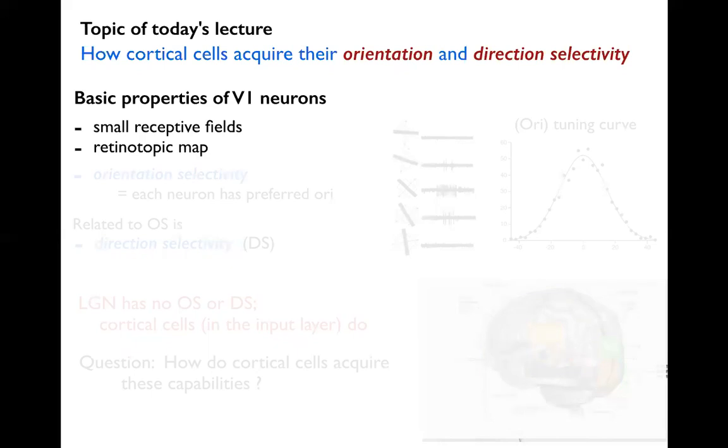So, a very quick introduction to what these things are. There are two very basic properties of V1 neurons that I didn't get to say in the last slide. Actually, I sort of said that. One is that each neuron has a very small receptive field.